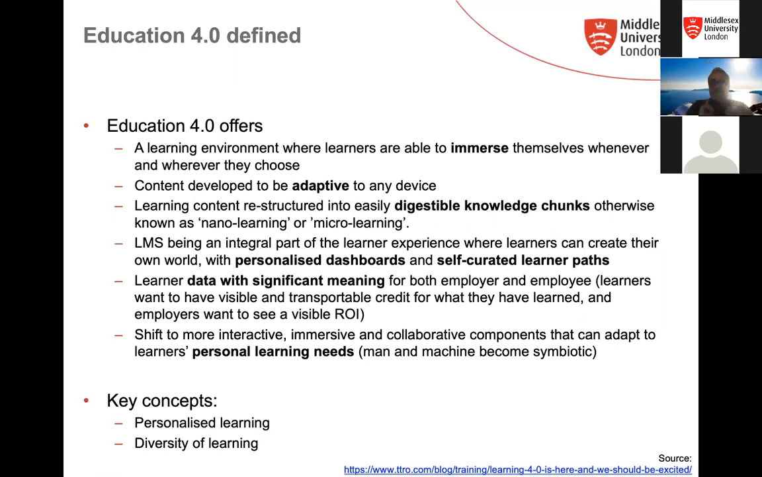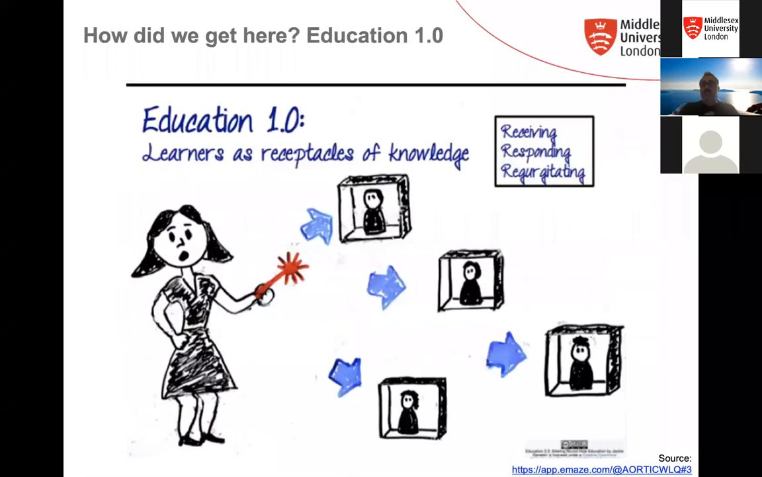The key concepts of Education 4.0, which is what we do at Middlesex, is personalized learning. So first is personalized learning and diversity of learning. In other words, learning has to be personalized and customized to your needs, and then diversity of learning in terms of getting knowledge in so many different ways.